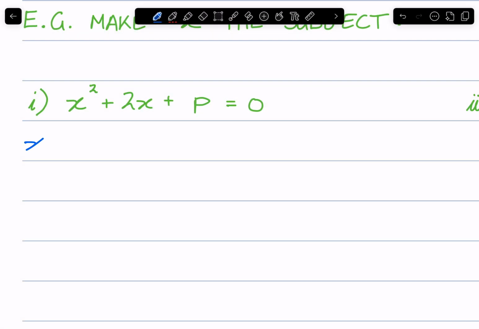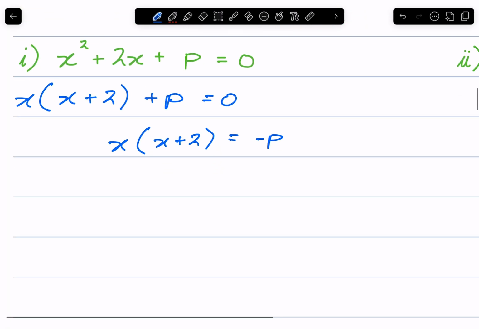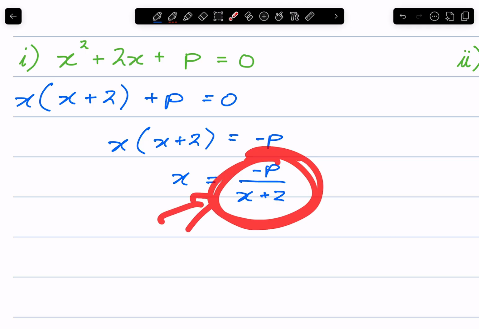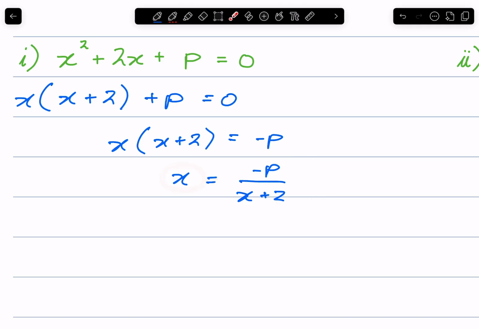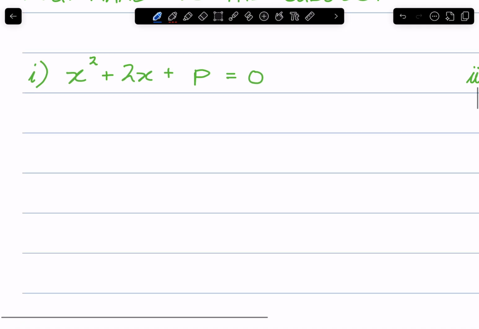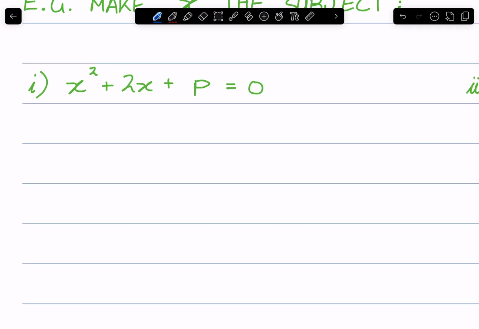With this one, if we attempt to factor out X, we are left with X plus 2 plus P equals 0. We get X plus 2 equals negative P. X equals negative P on X plus 2. Notice how with this one, we have X still here in the right-hand side and the left-hand side. Effectively, nothing has happened. It's still not the subject. Now, the only way that we can make X the subject with examples such as this is exactly that.